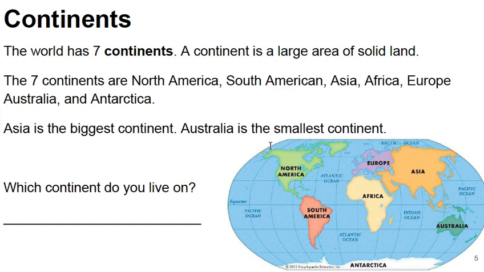Now let's look at continents. The world has 7 continents. A continent is a large area of solid land. The 7 continents are North America, South America, Asia, Africa, Europe, Australia, and Antarctica. Asia is the biggest continent, as you can see here, and Australia is the smallest continent.